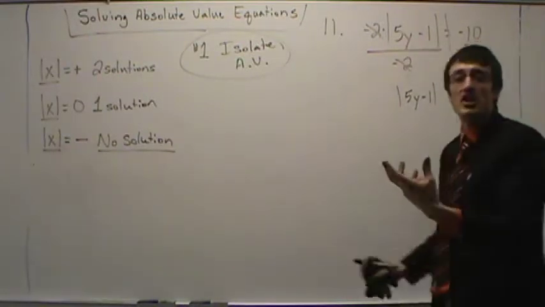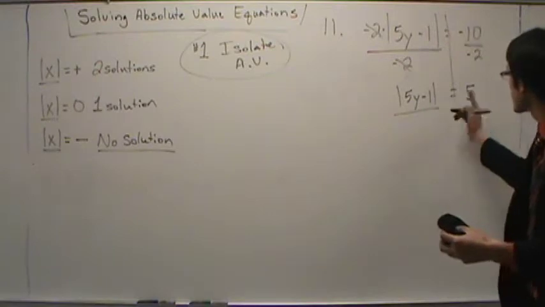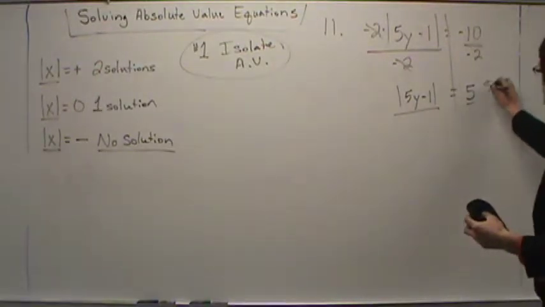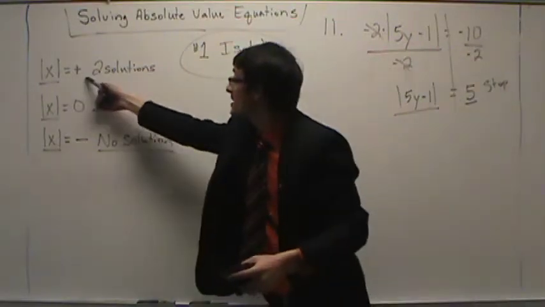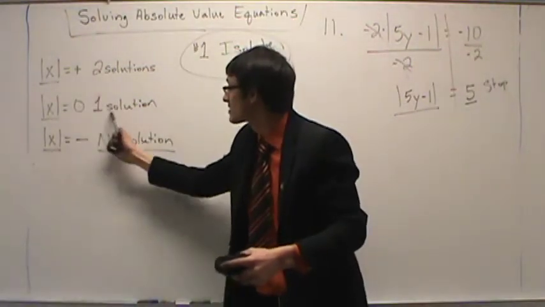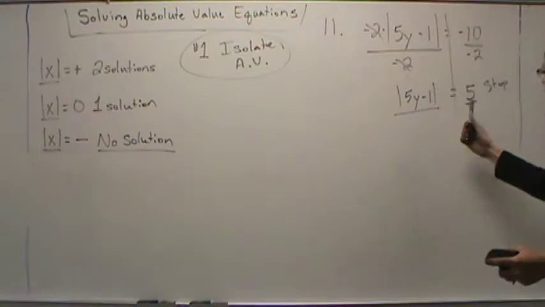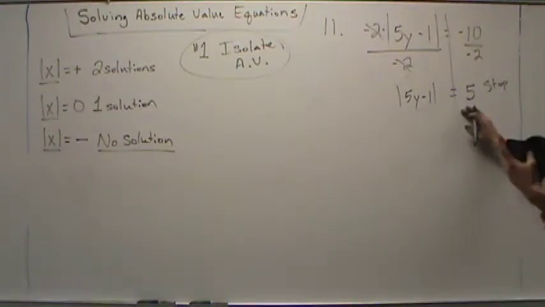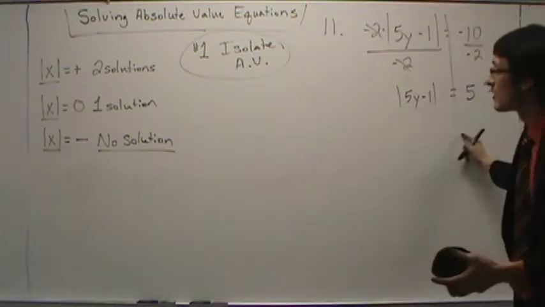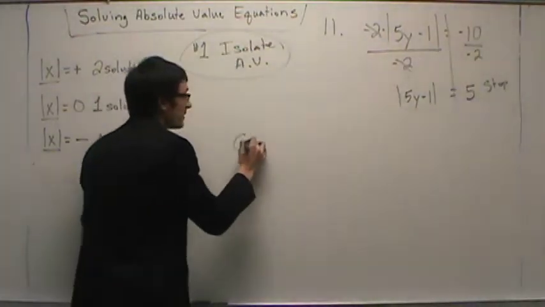So when do we stop and check? We stop and check when the absolute value is isolated. Notice, 5 is positive. So we look over here. If the right side is positive, we have 2 solutions. If it's 0, we have 1 solution. If it's negative, we have no solution. So we have the absolute value of 5y minus 1 equals positive 5. This has solutions. How many? 2. Now we go to our 2 methods. We have the geometric method.